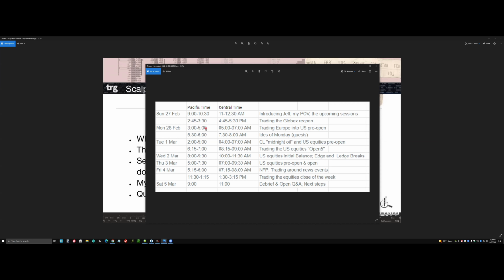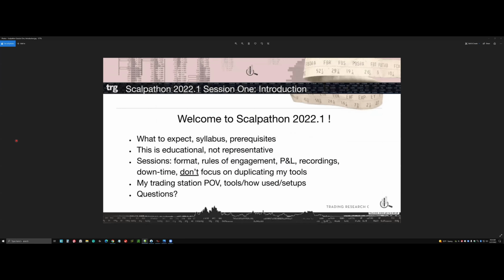And then again, early tomorrow morning, the Europe pre-open, and then Ides of Monday, TRG event, and then we will do. I don't have on here. Look at that. There's one missing from here. Oh, I just realized, which is the other one that they're guests at on Monday. So. Oh yeah, your Monday session, right? Yeah.